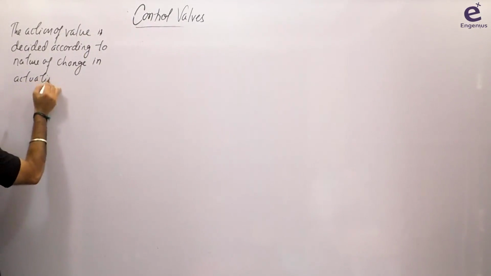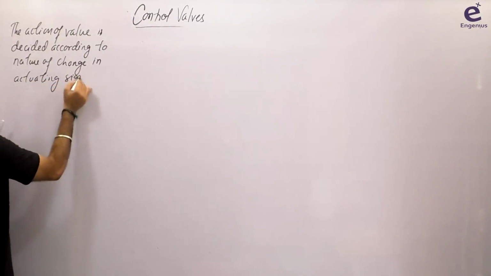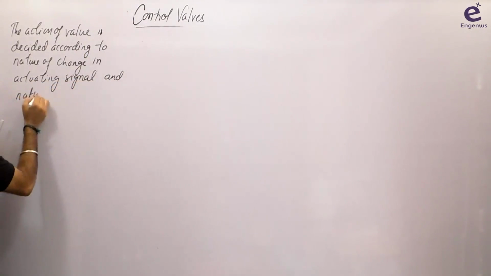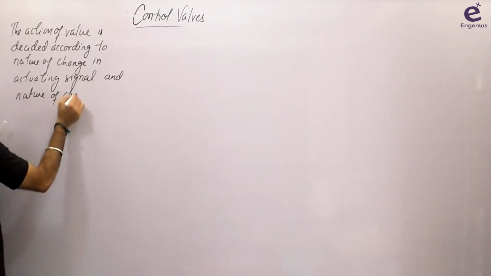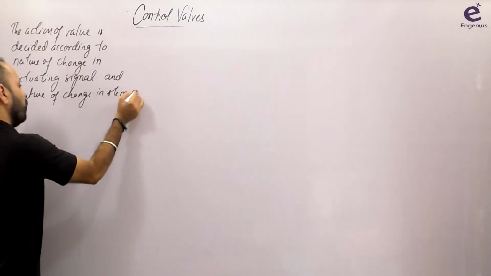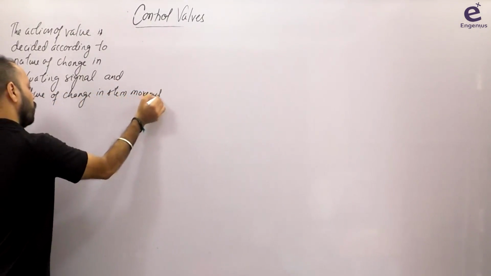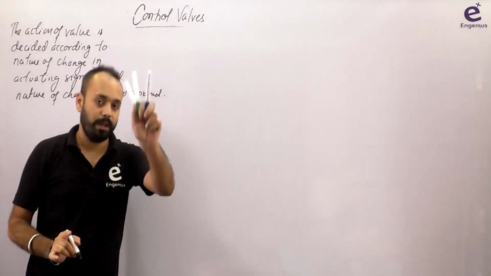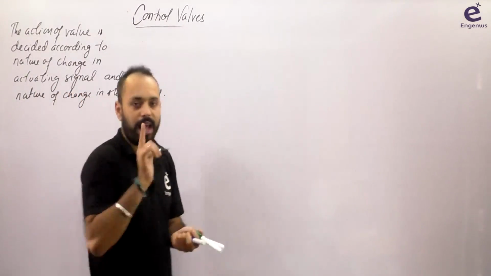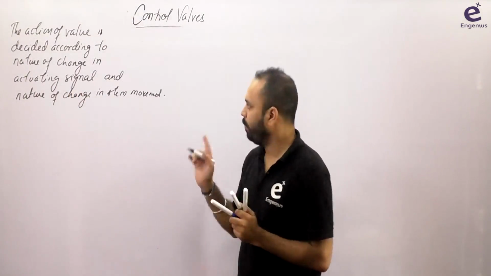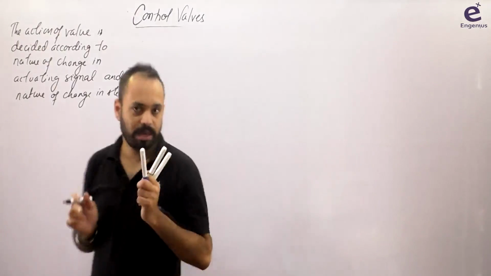actuating signal and nature of change in stem movement. Right? These are the input and output. It is not decided according to the flow rate. प्लीज नोट, ये नोट कर लेना कि वॉल्व का एक्शन द फ्लो रेट थ्रू द वॉल्व से कभी भी डिसाइड नहीं होता है, only based on the actuating signal and the stem movement.